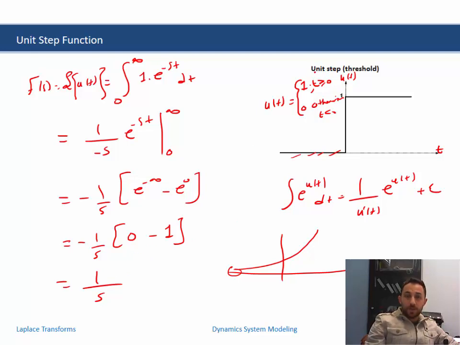And it is called unit because the amplitude of this is equal to 1. It can be a step function of general amplitude a, like this. Then you can simply obtain the Laplace transform of this step function, and it must be equal to a over s.